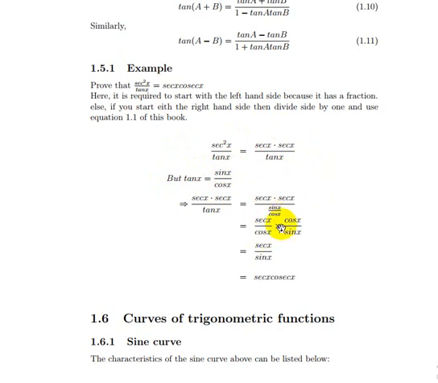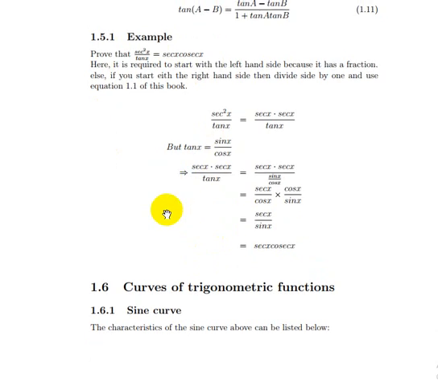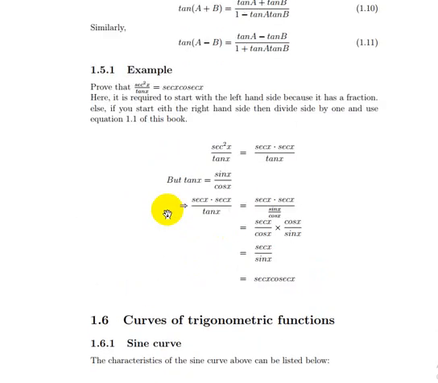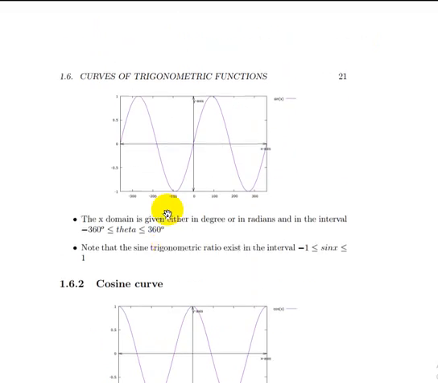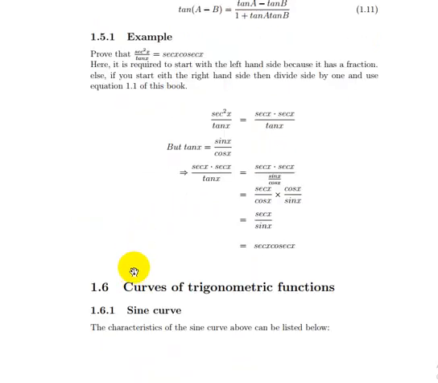I'm going to divide all through. I'll see that this and this are going to cancel. So I'm going to have sec x times 1 over sine x. So the answer is going to give this, and I've proved my question. So this is the main way for you to prove trigonometric quantities. You must make sure that you always start with a side which is longest, and that side must have a fraction. Now the next section that you're going to involve is the curves of trigonometric functions.